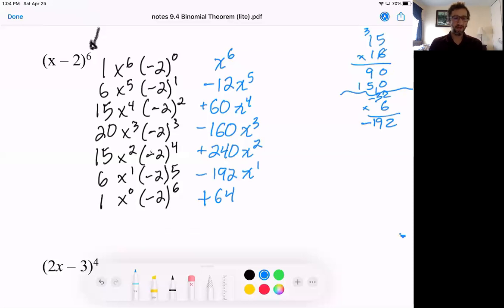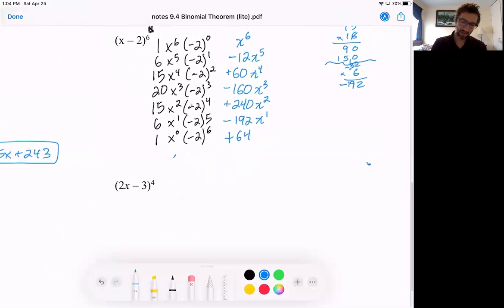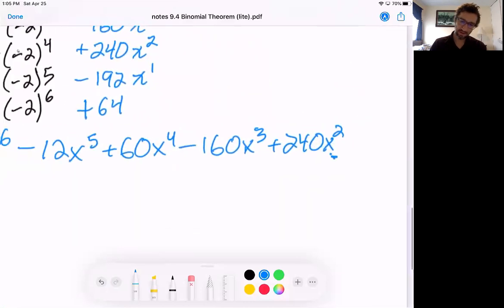So our final answer for that one, our expanded binomial, will be x to the 6th minus 12x to the 5th plus 60x to the 4th minus 160x cubed plus 240x squared minus 192x plus 64. Just made it.